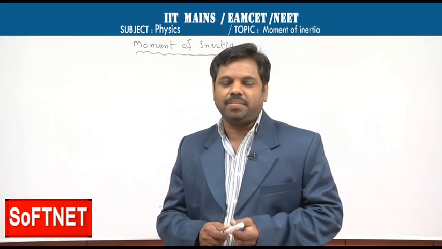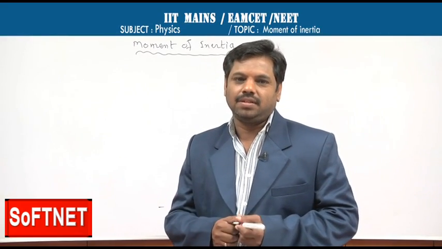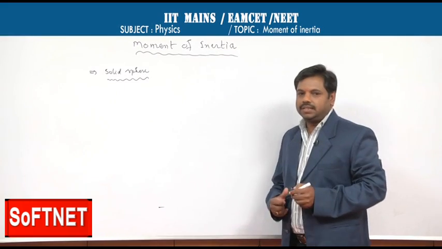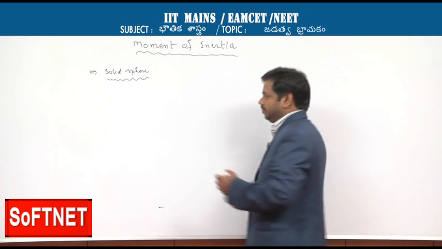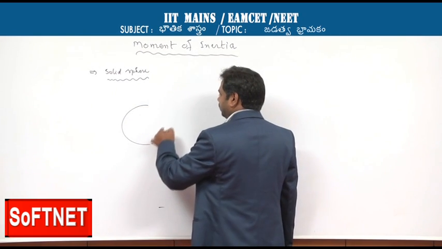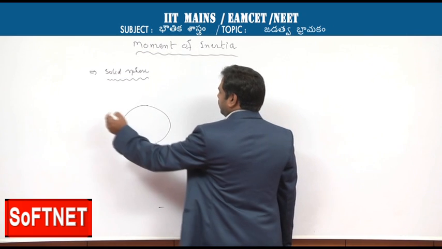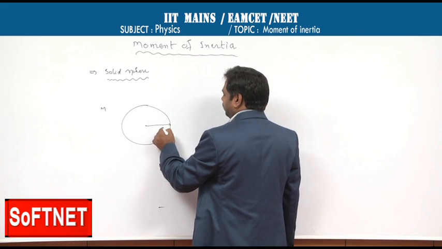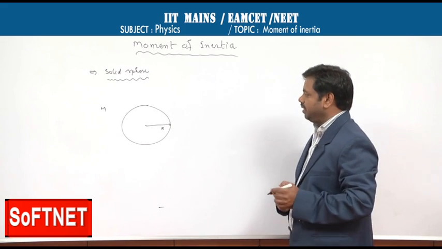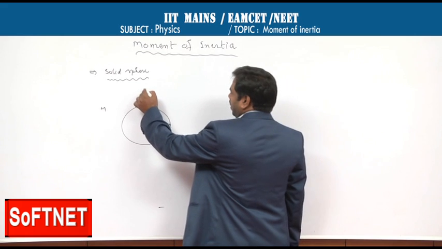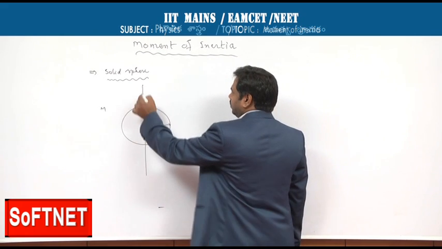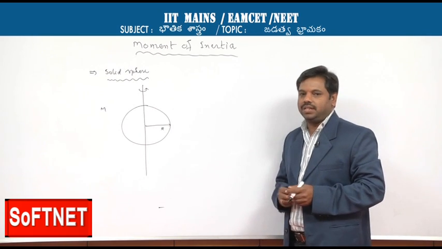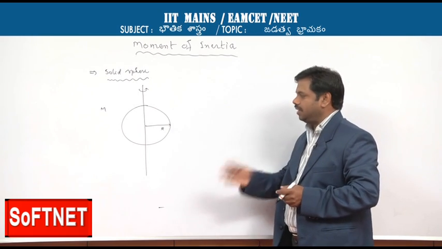Today we will discuss the moment of inertia, some more applications, and the moment of inertia of different rigid bodies. Consider a solid sphere of mass capital M and radius capital R. It is going to rotate about an axis along a diameter. Our intention is to find the moment of inertia of this solid sphere about this diameter.